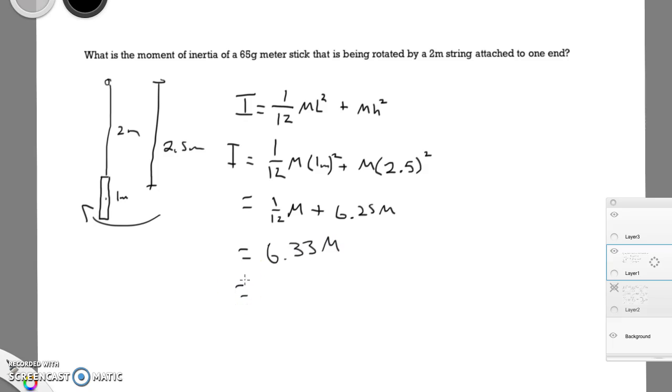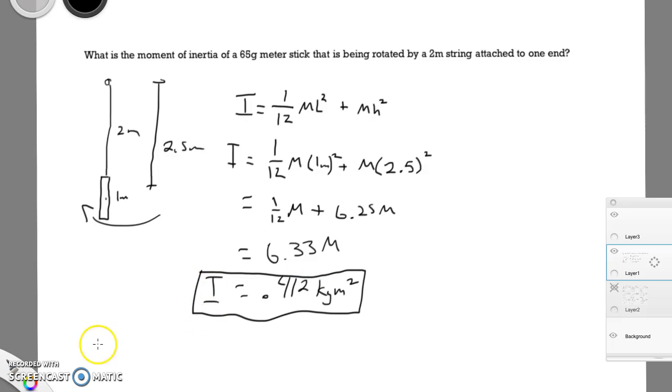Our mass is 0.065 kilograms. If we multiply those, we'll get a total moment of inertia of 0.412 kilogram meters squared. And so there is another example of the parallel axis theorem.